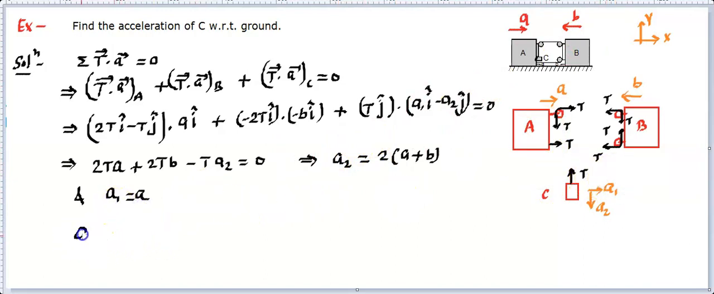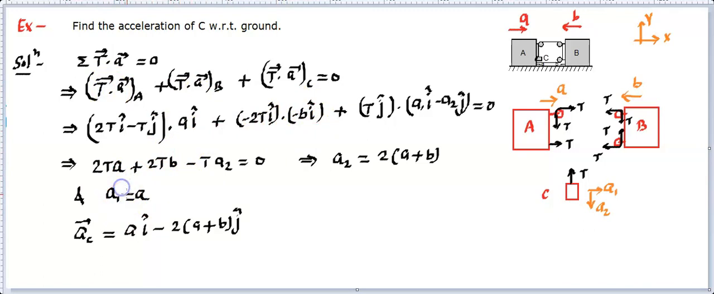Now you can write the acceleration of C with respect to ground. This is going to be A1 i cap minus A2 j cap, that is A i cap minus A2, which is 2 times A plus B, j cap. Makes sense? So this will become the total acceleration of C with respect to ground in this constraint motion. So you can see this is a constraint motion in which 3 blocks we are considering, and we are simply following that rule, summation T dot a, writing for the 3 different blocks, then using the vector notations because they are dot products, and then simplifying them.